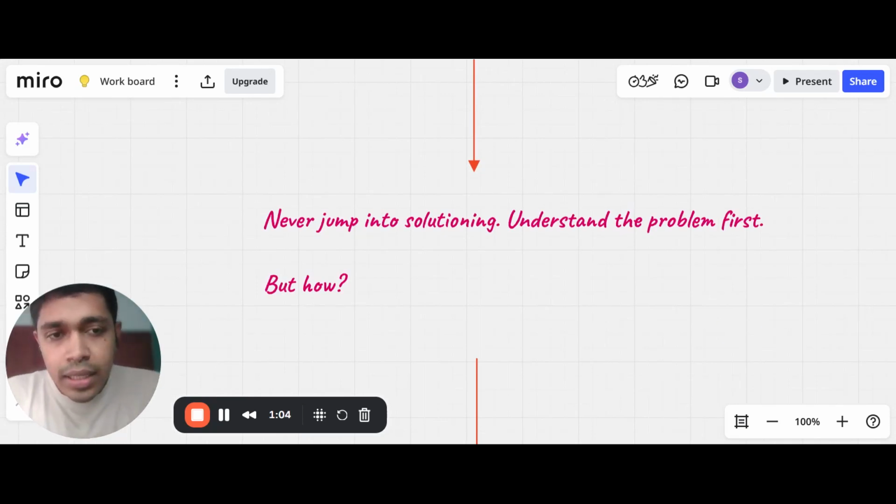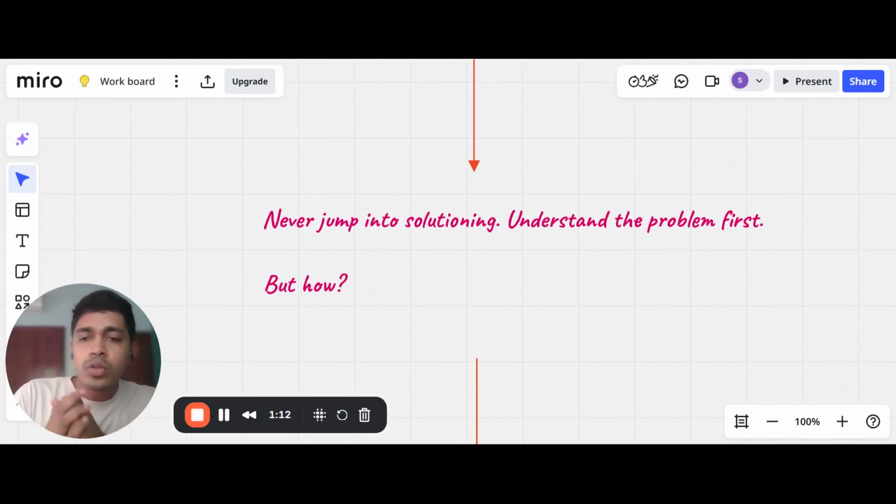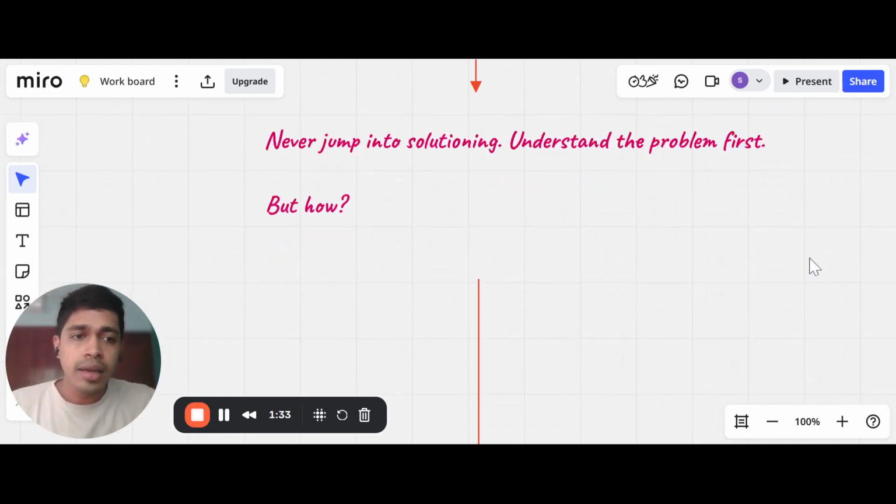Yeah, we've been discussing understanding the problem statements first, right? Understanding the problem first. We should never jump into solutioning whenever we are getting a product case to solve. The idea is to take some time and understand the problem at hand and then jump into solutioning. So we are still talking about understanding the problem and how do we do that.